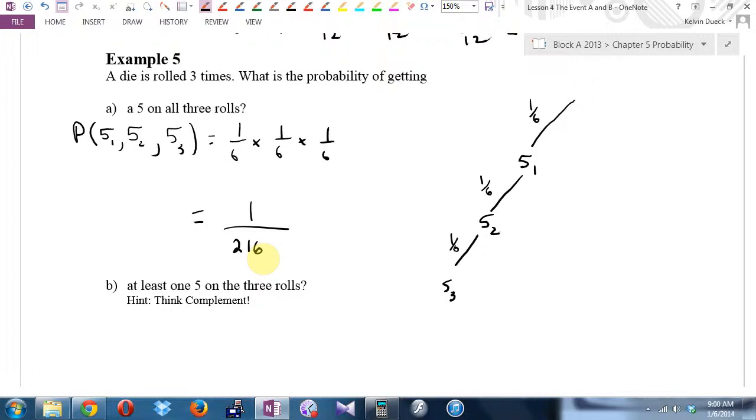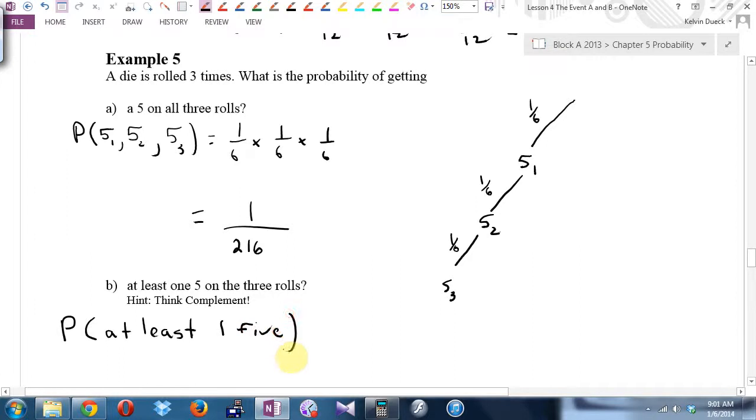So, we're going to do it this way. The probability of at least 1 5, which means 1 or 2 or 3, or meaning add, but you saw there's all these different possibilities and how I can mix and match those. Yuck. It's 1 minus the probability of no 5s. This is the complement. This is where the complement comes in handy.